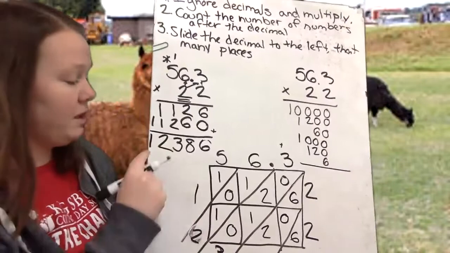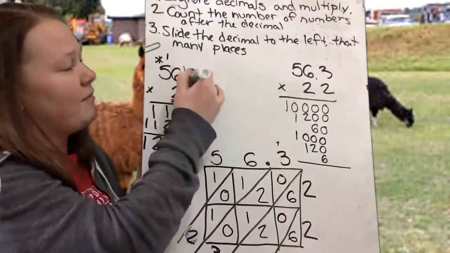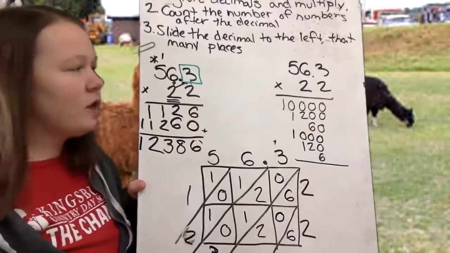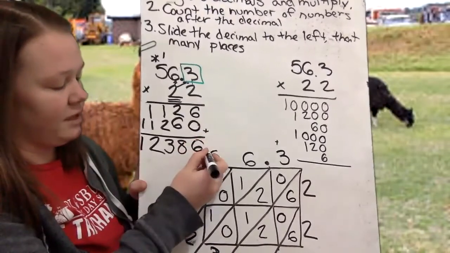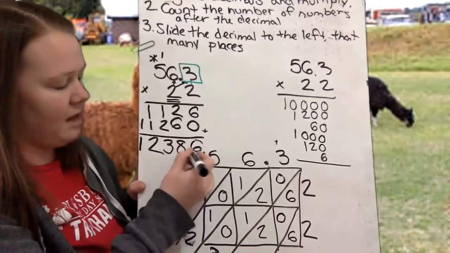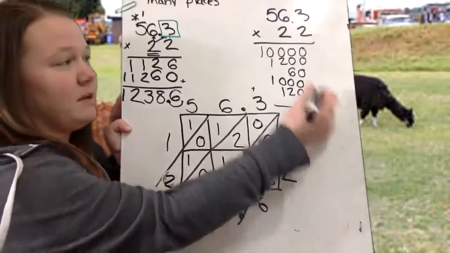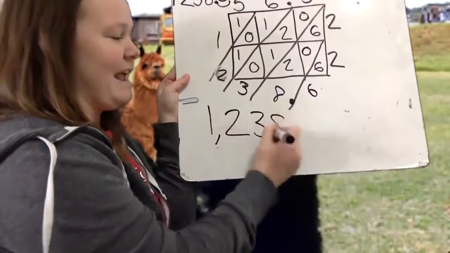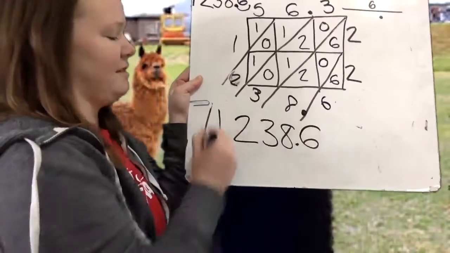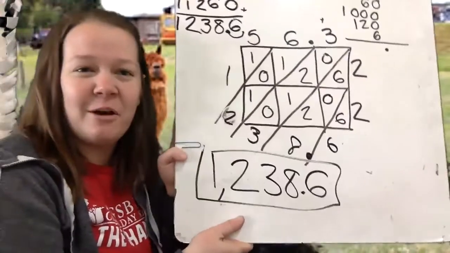Okay, so here we go. We have to now count to see how many numbers are after the decimal. How many numbers are after this decimal? Just one. So how many times do we have to move that decimal over to the left? One spot. So currently it is over here. We're gonna slide it right there. Same thing down here with our lattice method. Move it over here. Same thing when you add all these up, you move it over here. So that means our final answer is 1,238 and 6/10. Is that what you got? Hopefully. If not, rewatch this video and see how this all works.